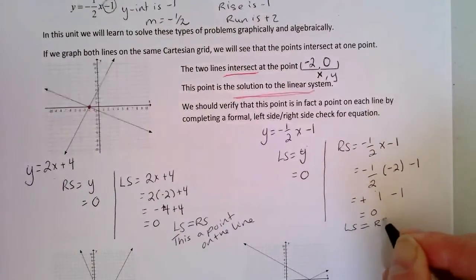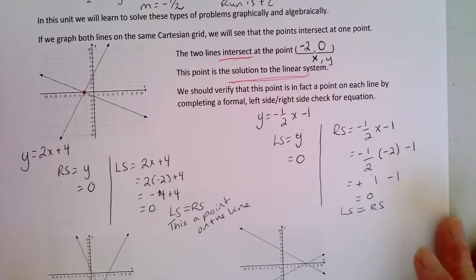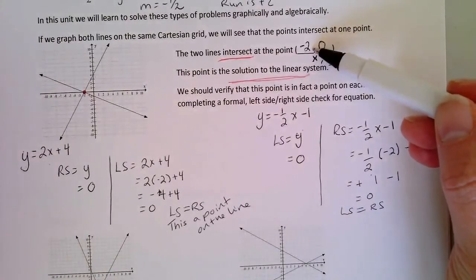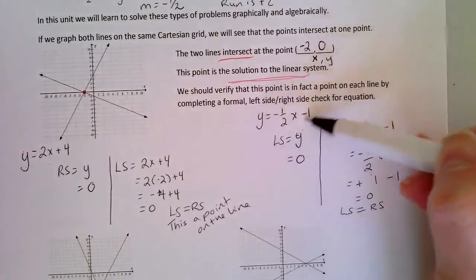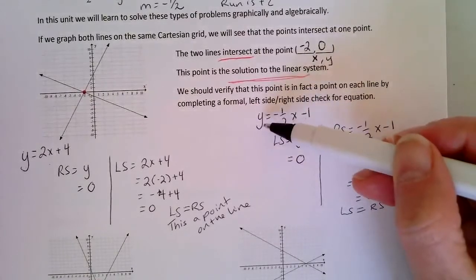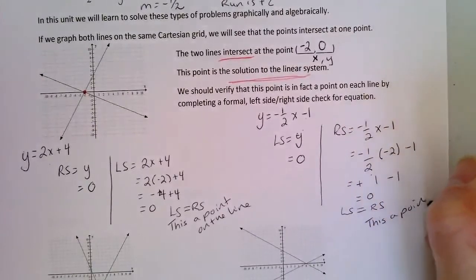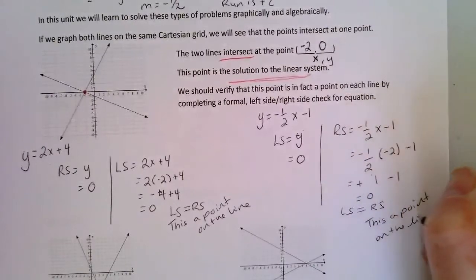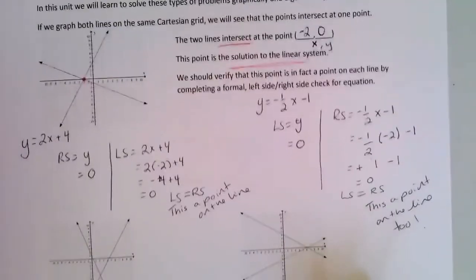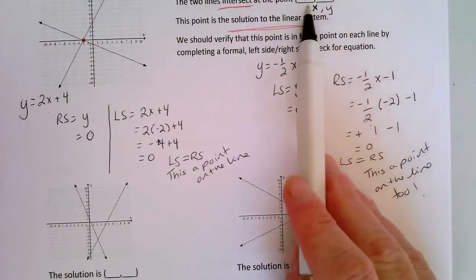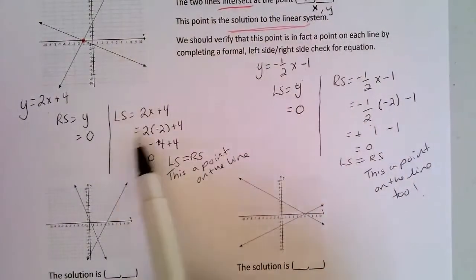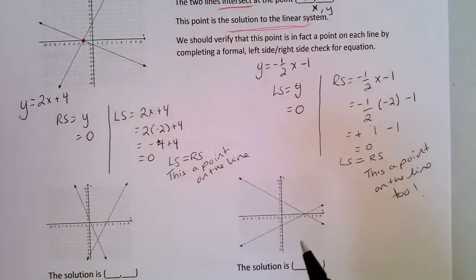So the left side and the right side are both equivalent. They both equal 0. We have just verified that when you replace x with -2 and y with 0, this equation is balanced. It works out. It satisfies all the conditions in terms of the relationship between x and y. So this is a point on this line. And because it works in both, we verified that (-2, 0) is a point on the first line and the second line. That means that it's a common point, and now we're confident that we have the right solution.